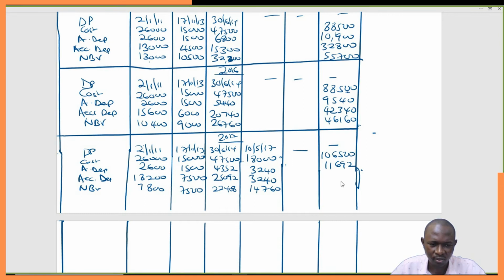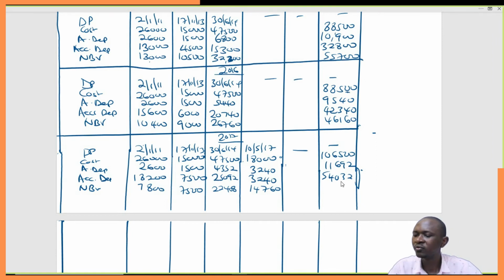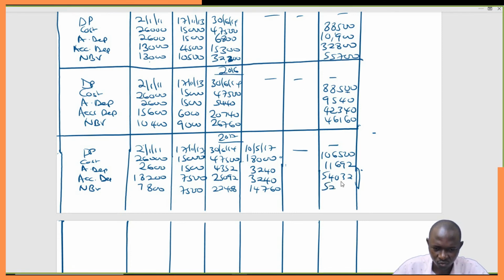So 11,692, and then we get the totals again here for the accumulated depreciation. That is 18,200 plus 75 plus 250.92 plus 3240. That gives us 540.32. Then 106,500 minus that gives us 52,468. That is the value of the assets as at the end of 2017.